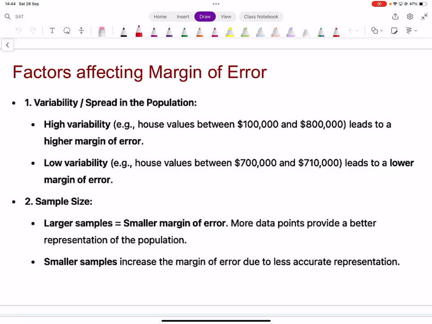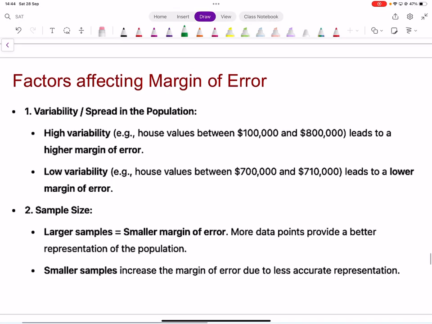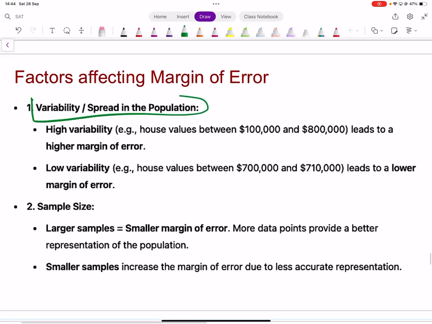So one thing that affects margin of error is sample size. That is something that is in your control, right? You can take larger samples. That would mean smaller margin of error. Okay? Smaller sample sizes increase the margin of error. Now, the other thing that affects margin of error is not something that is in your control as such, and that is the variability in the population.